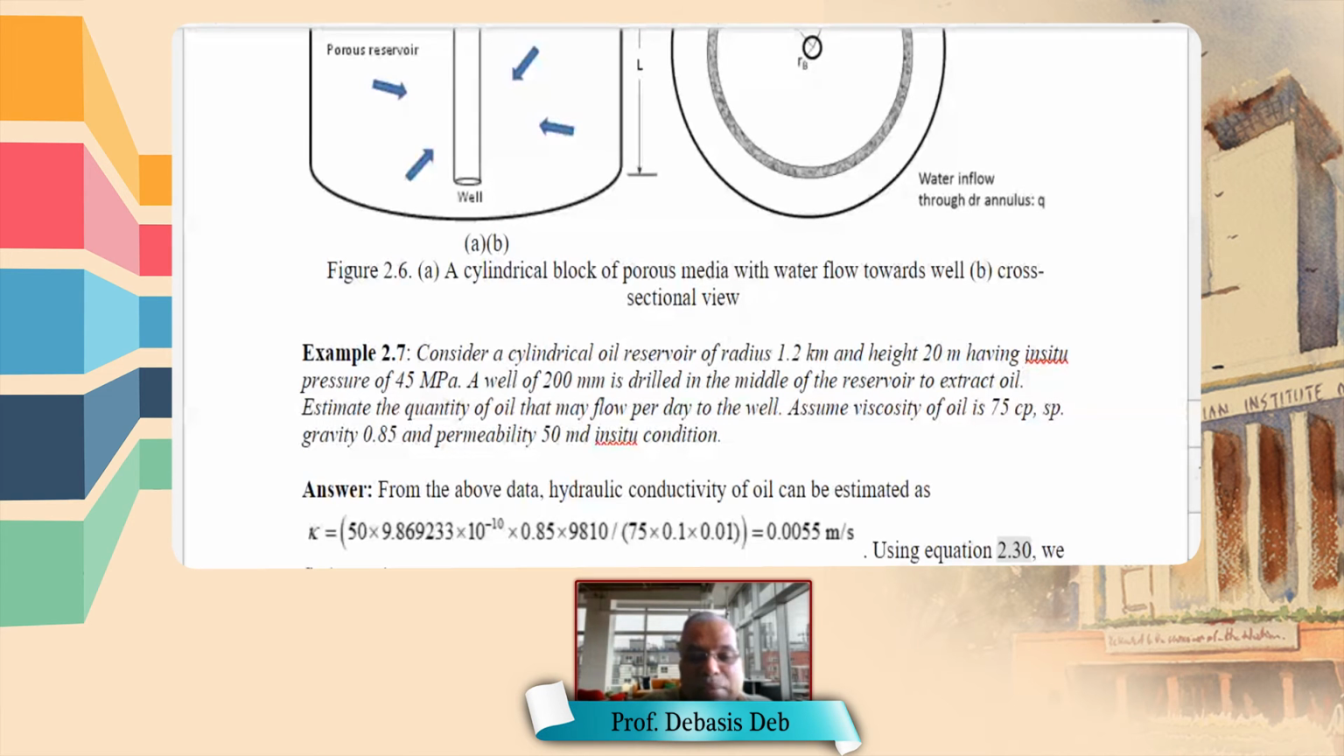Okay. The assumed things will come later. First, you calculate the conductivity. What is the oil conductivity here? Then we will change it to permeability and all this stuff.